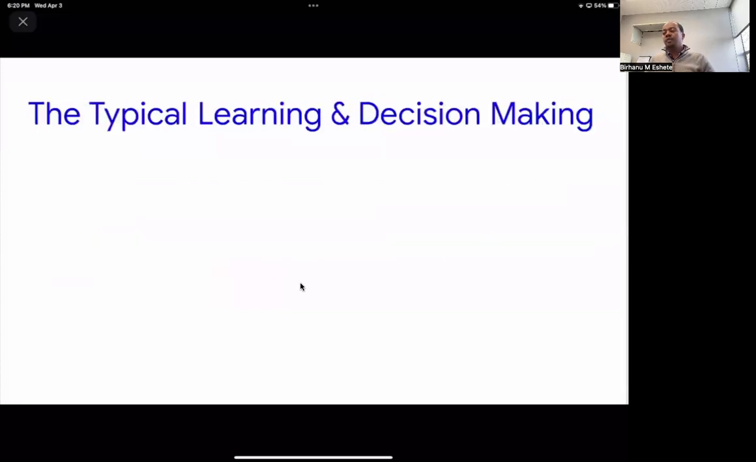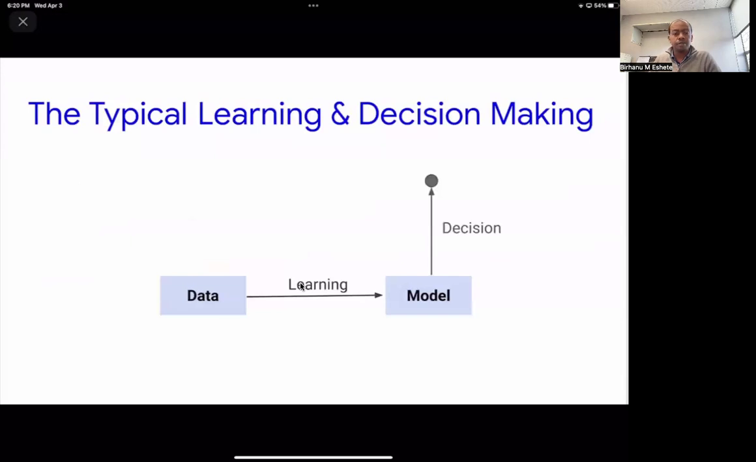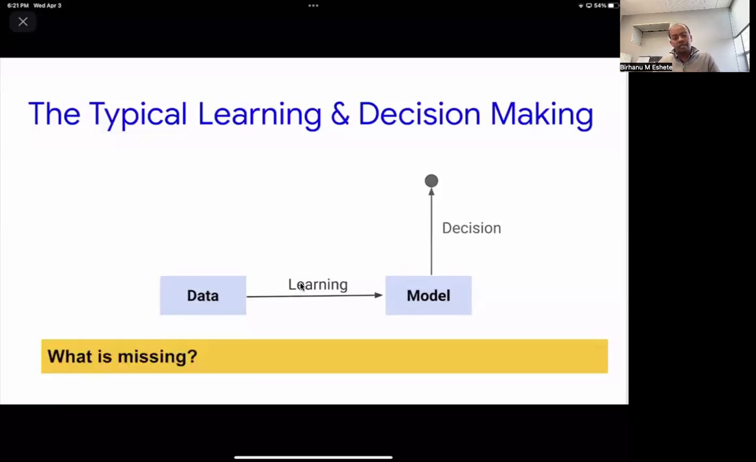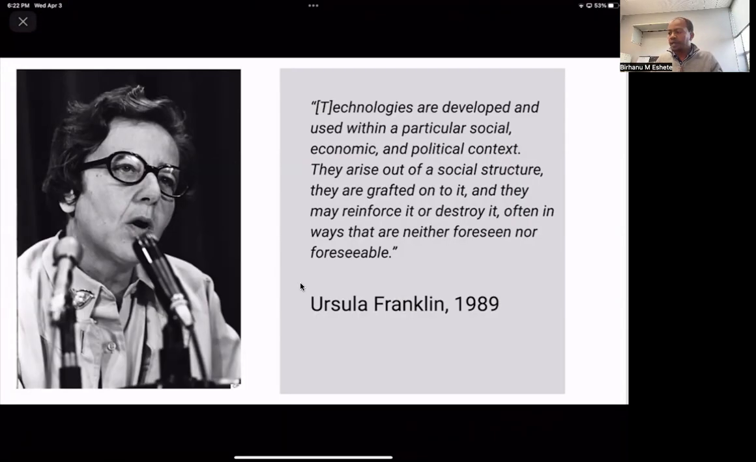Okay, so the typical decision-making or learning setup that we are used to is this, right? We have data, we have a learning process, we produce a model, and we give inputs to the model and make decisions, right? What we're interested in and what we wanna fill as a big gap here is that there's something missing here, right? There's definitely something missing.